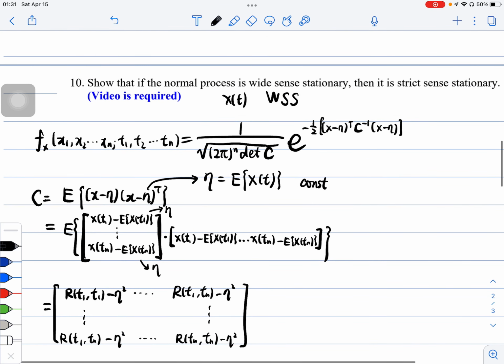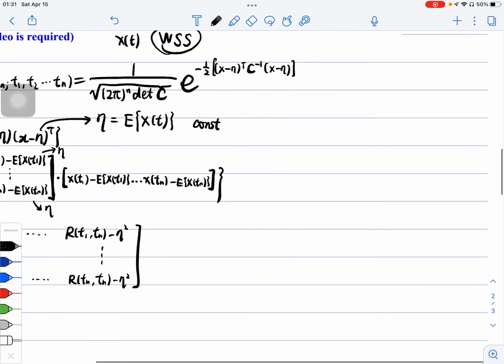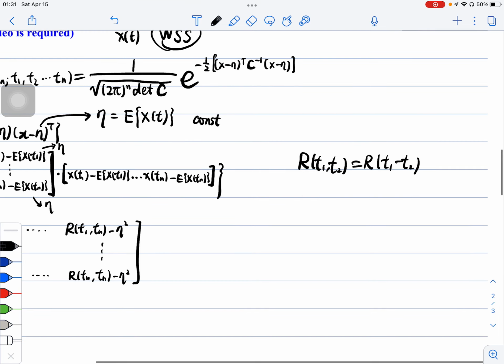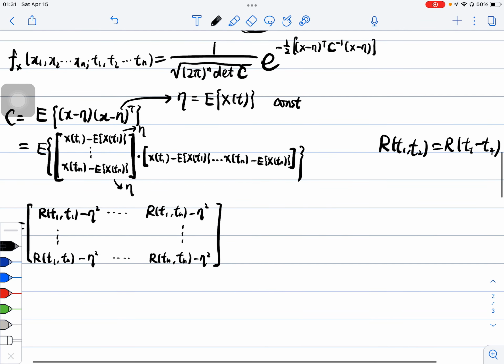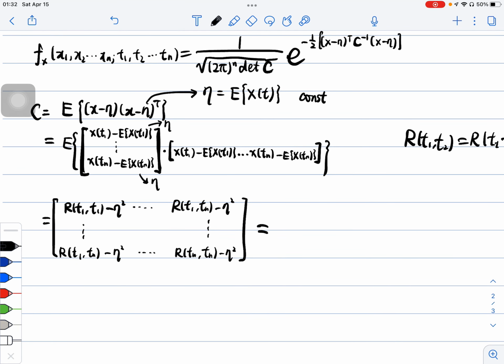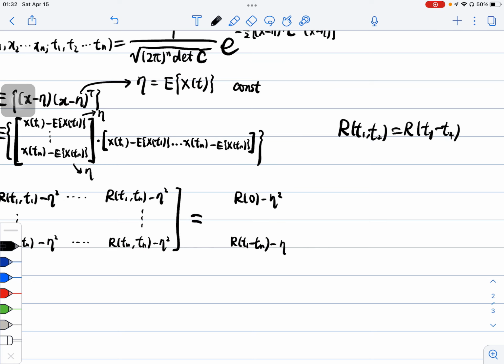And it is WSS. So for WSS, R(t1, t2) equals R(t1 minus t2), and it is just R(0). This is also R(0).